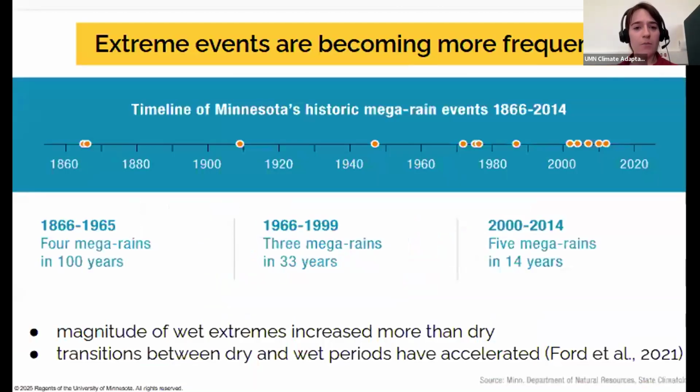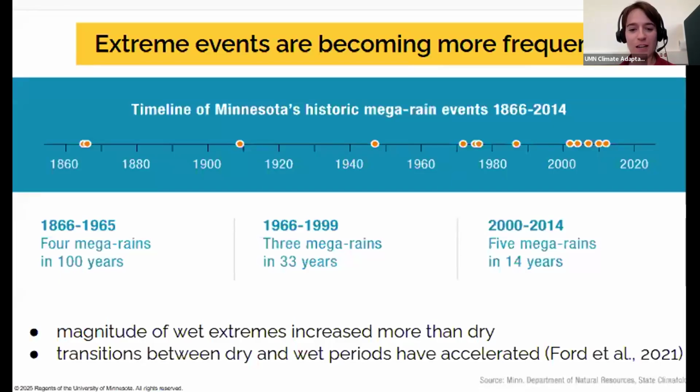We've also seen that extreme events are becoming more frequent. So this, again, is data from the DNR, but this beautiful graphic has been made by Minnesota Public Radio. This is a timeline of Minnesota's historic mega rain events from the mid-1860s to 2014. You might be asking yourself, what is a mega rain? It's when 6 inches of rain covers more than 1,000 square miles in 24 hours or less, with at least 8 inches falling somewhere in that area. It's a bit hard to visualize what that looks like if you haven't experienced it, but if you were standing outside during that time period, you might describe the experience as biblical.